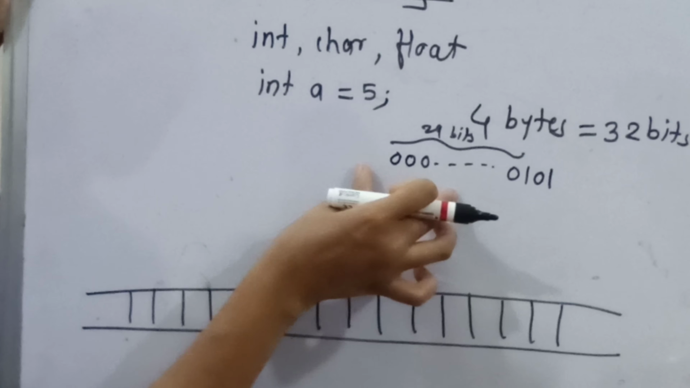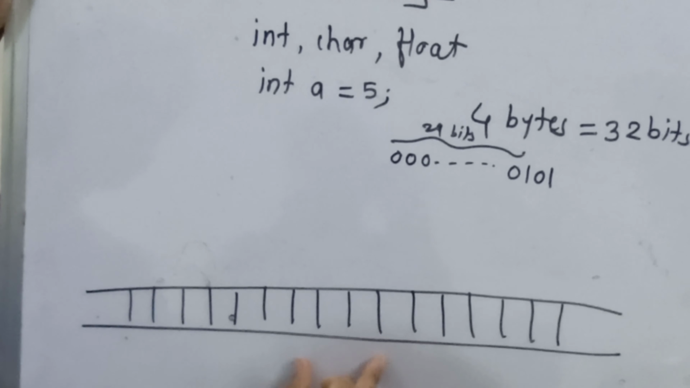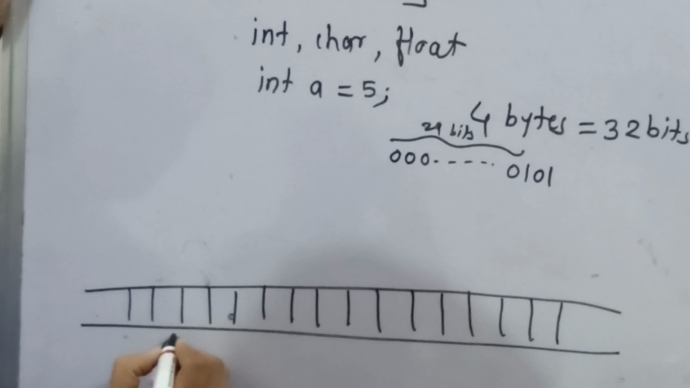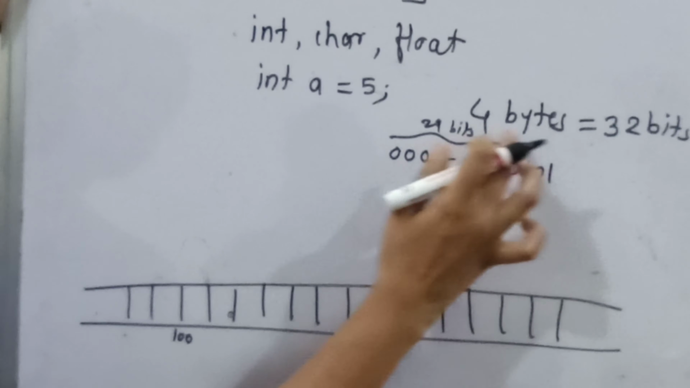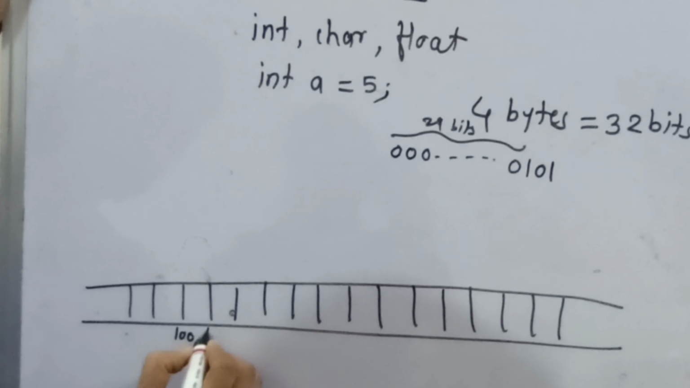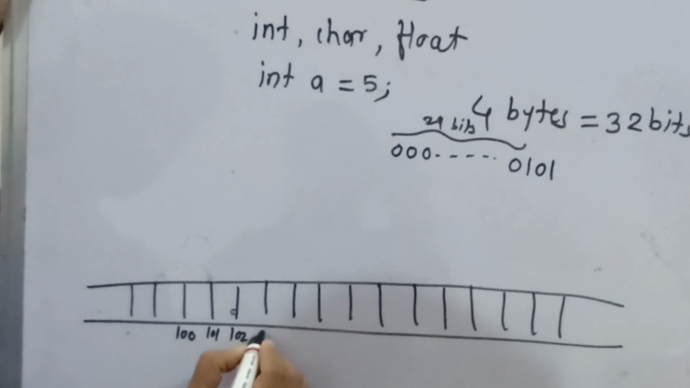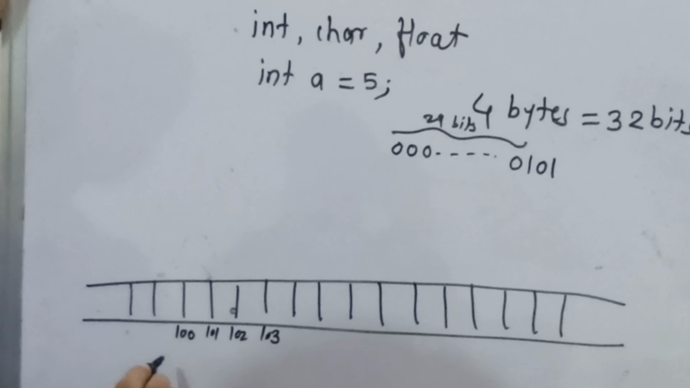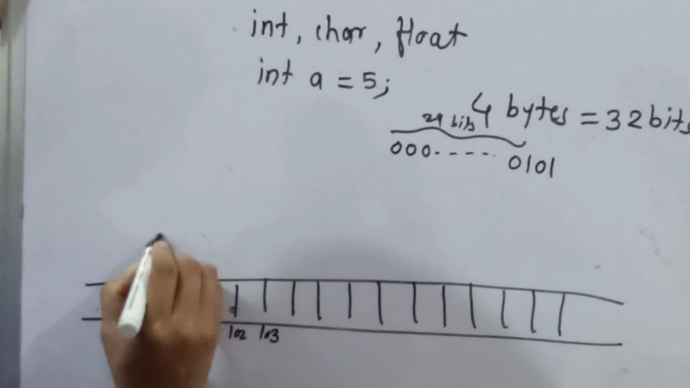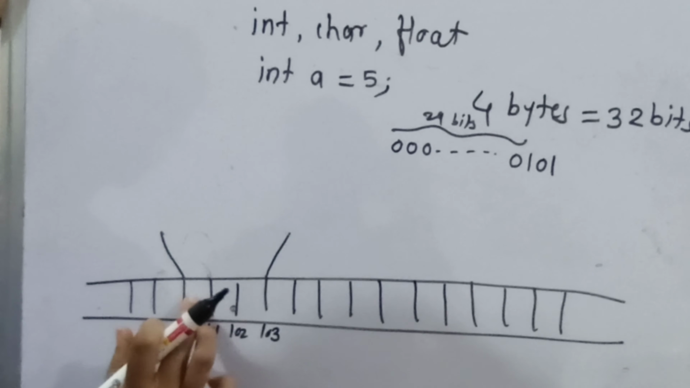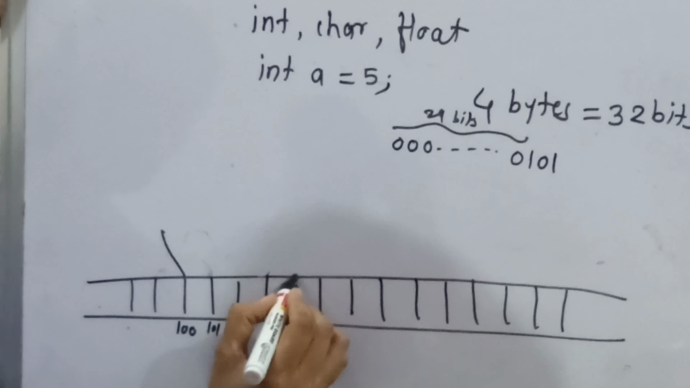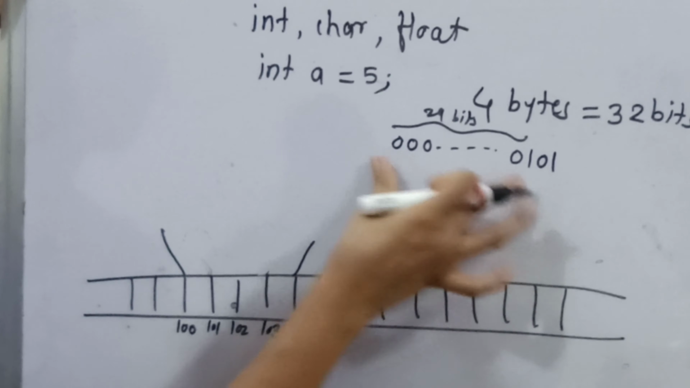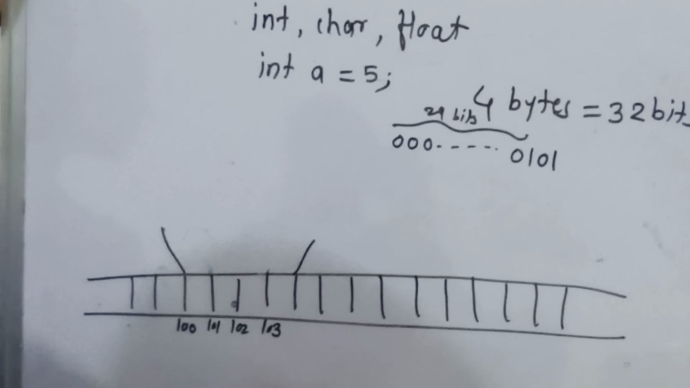So now we will see how this will be stored in the memory location. Suppose the starting address is 100. So 4 bytes are nothing but 100, 101, 102 and 103. So these 4 bytes, 1, 2, 3, 4, will be used for storing this 5.